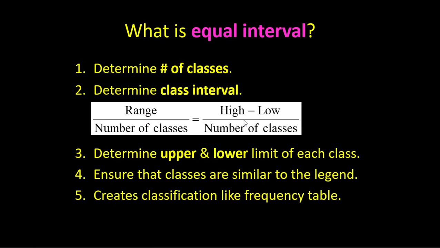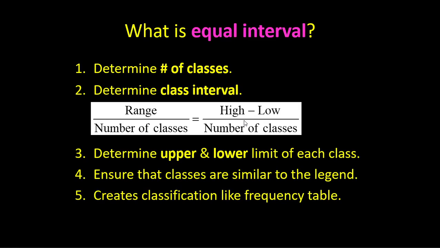This here is the easiest way. Let's say you want 5 classes. How do you define the range of each class? Here's the formula. So you essentially take the high value minus the lowest value, and then the number of classes you want, you essentially divide that result by 5.